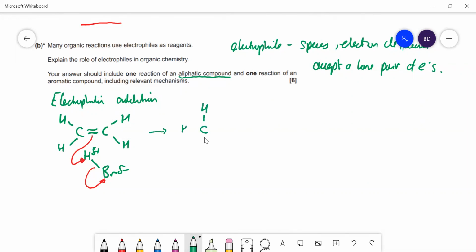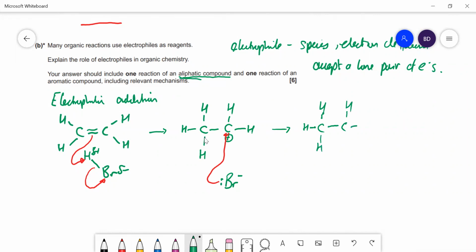We've got that's the new hydrogen stuck on. And we have got a positive charge on that carbon. It's a carbocation. And we've got a bromide ion left over. Right, and then that bromide ion is going to react with the carbocation to form bromoethane. So that is electrophilic addition, and that is our one with an aliphatic compound.